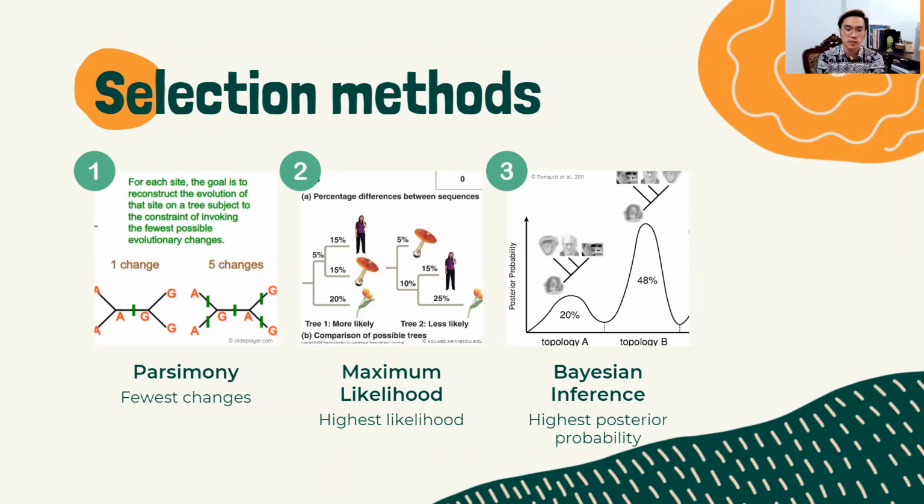Okay, that's what we call parsimony. Next selection method is maximum likelihood. In parsimony, what happens is that you essentially assume that one change between two character states has the same probability of change as another set of character states.